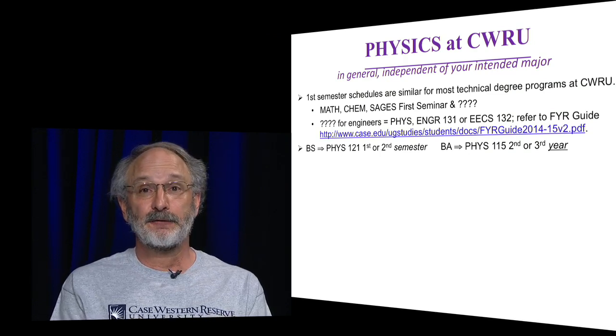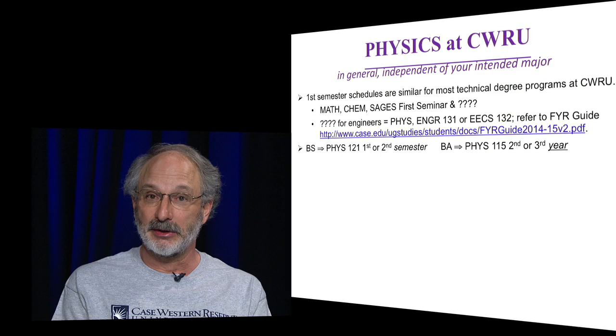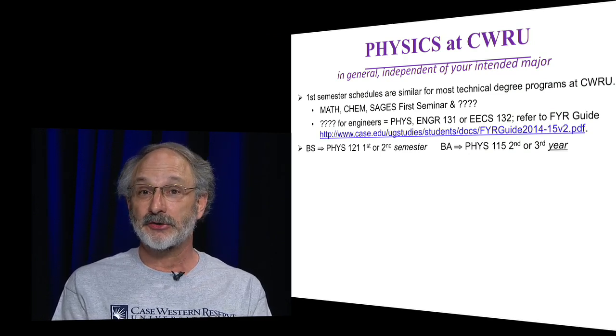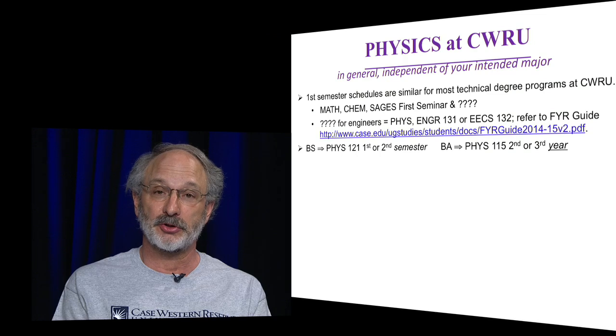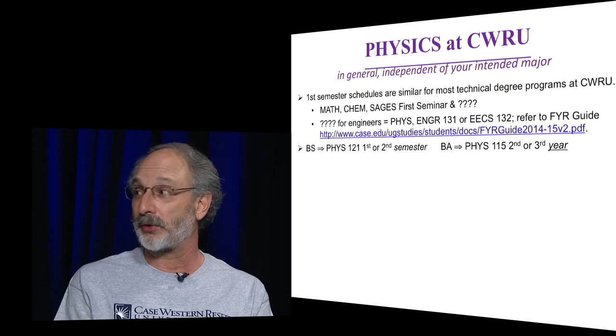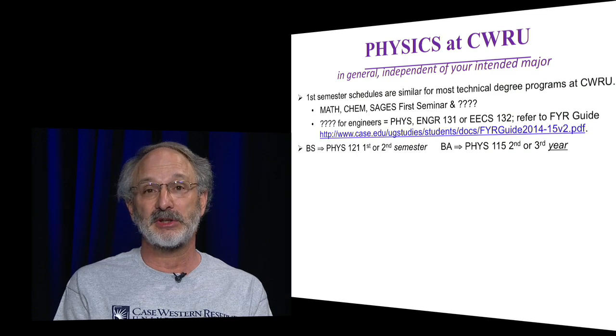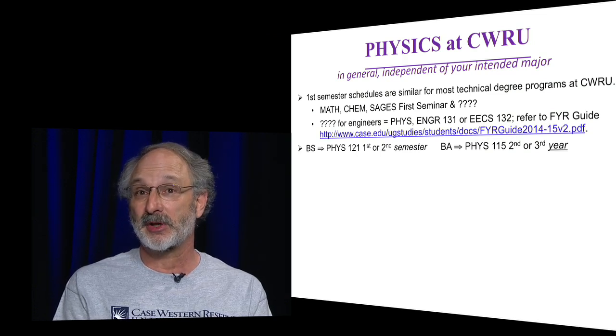Okay. If you are interested in a BA degree, for example, if you're interested in life sciences, medical school, etc., then the odds are that you won't be doing physics at all your first year. The odds are that you should instead be doing calculus your first year and then put off starting a Physics 115, 116 sequence until your sophomore or sometimes even your junior year.